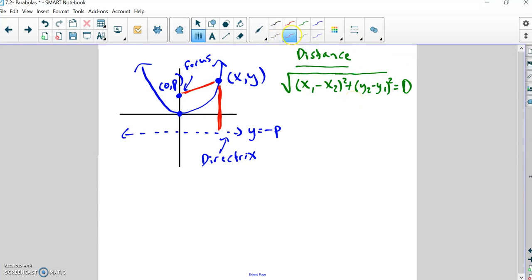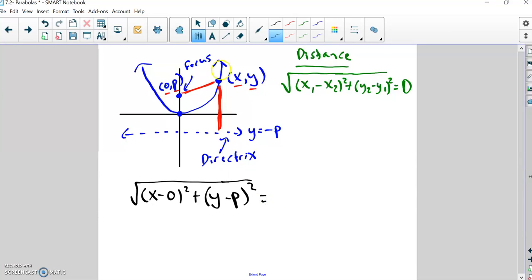So here's how this works. If I take this point (x, y) and I say, hey, what's the distance from (x, y) over here to this focus, I have an x1 and a y1, and then I have an x2 and a y2. So if I plug this stuff in, I'll come down here and I'll do this on the bottom. Here's what this would look like. Okay, x1, we'll call x, minus x2, 0, squared, plus y1, which would just be y, minus y2, which is p, squared, is equal to the distance, because remember these are the same, this and this, okay?